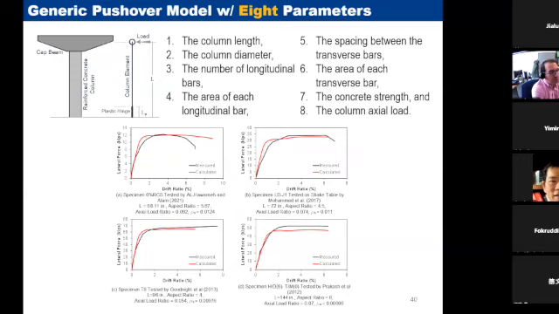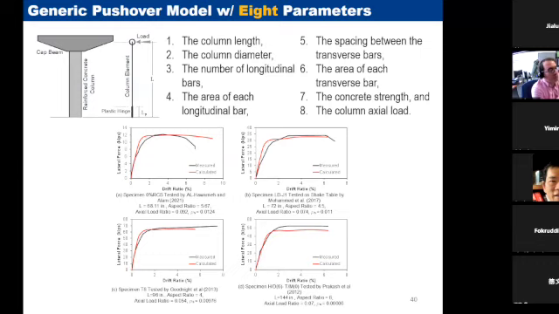We picked 4 columns from the database. You can see the result on the screen. The black line is measured, and the red line is the calculated response using this generic OpenSees pushover model. Overall, we have a very good estimation of the displacement capacity of the model. Forces are okay, initial stiffness is okay. So we're happy with the model.